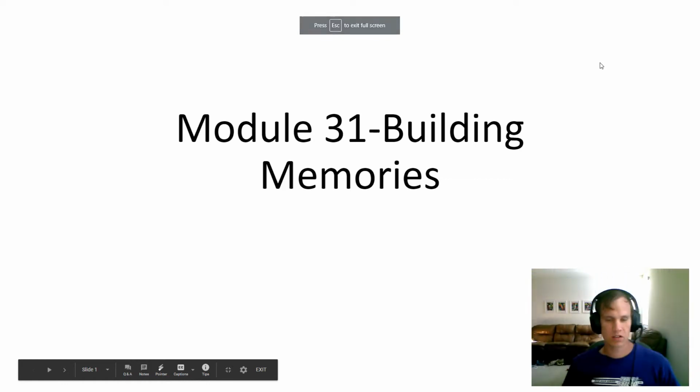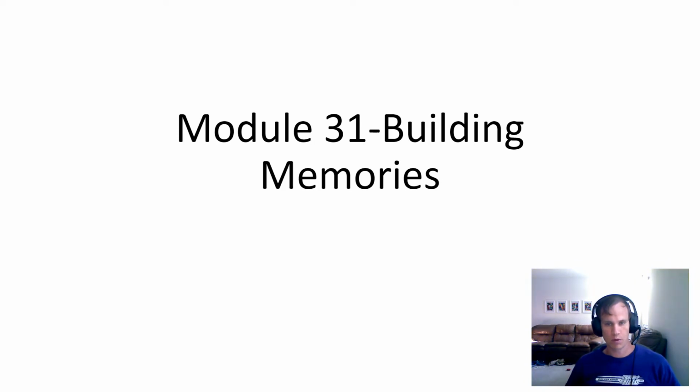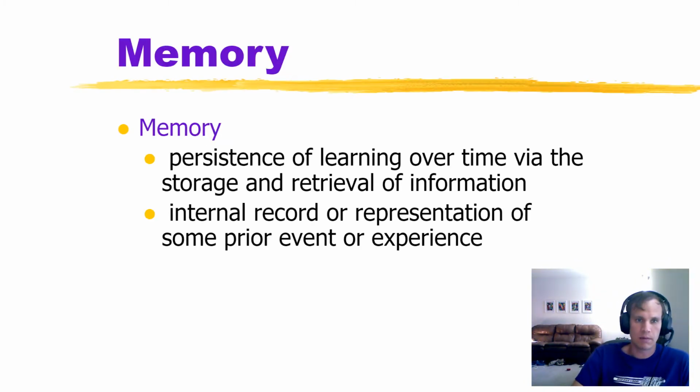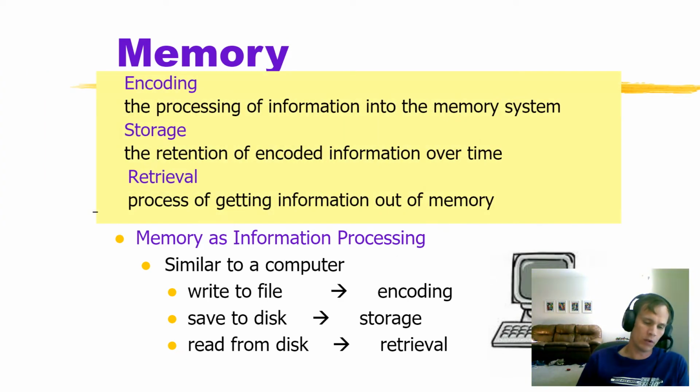All right, guys. So we're going to start talking about our next unit, cognition, the process of building memories. And when we're talking about memories, we're talking about the internal record and representation of the information that you've learned and the experiences that you've had. Okay. And memory, basically, there's three main phases.